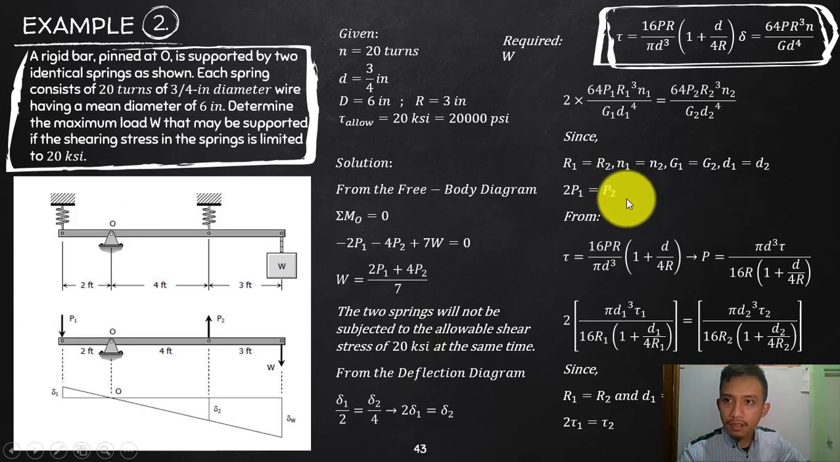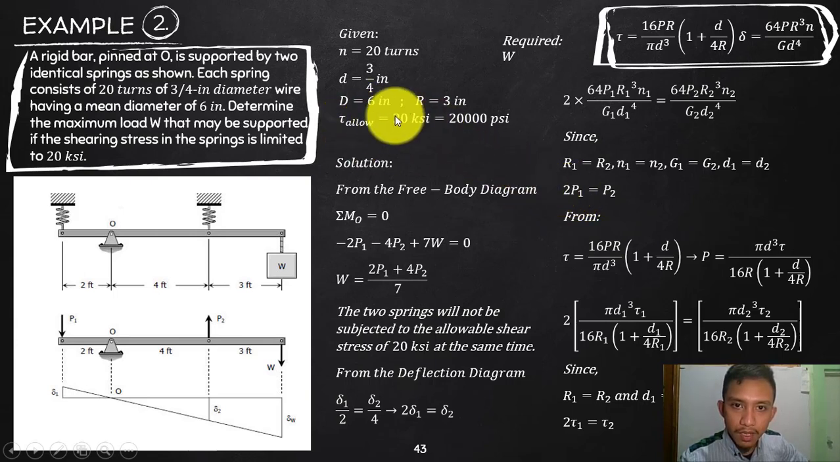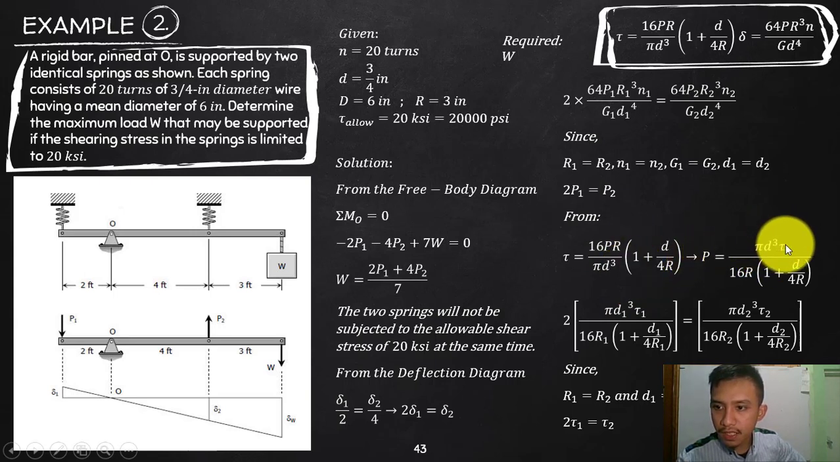So what else did we not use? To maximize your 20 KSI or 20,000 PSI, I will go there. Maximize that one and play around with it. Bring out P, everything is given: D, tau. But later on, you will end up with the relationships, because again, I said that we cannot use the 20 KSI at the same time.